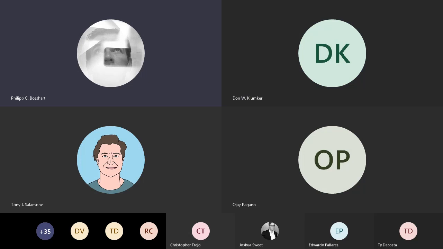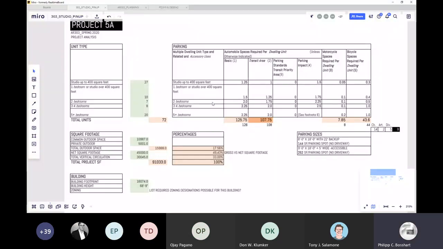All right, so can everyone see? It looks like a spreadsheet. Yeah. Yes. Okay, cool.